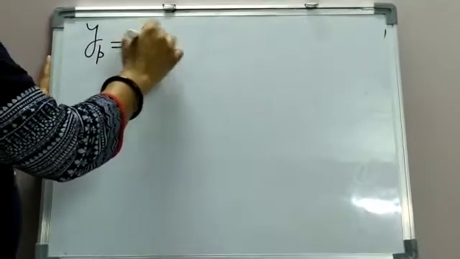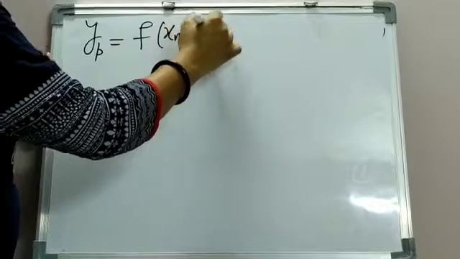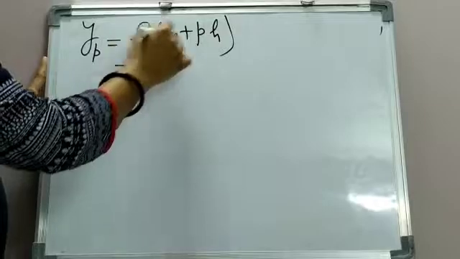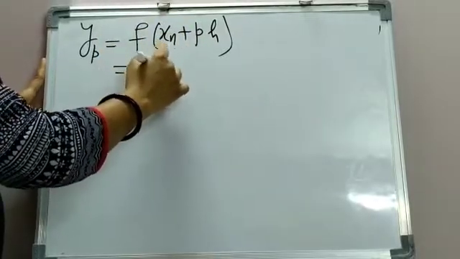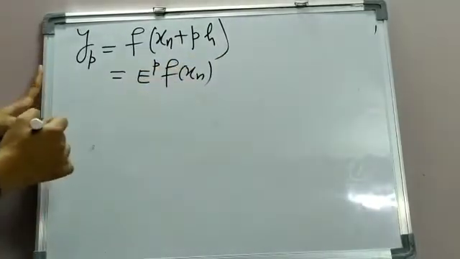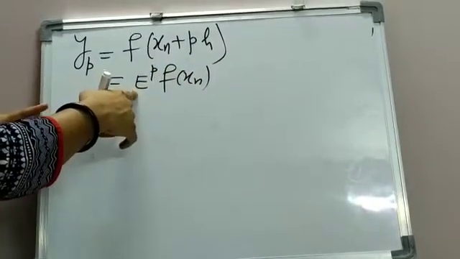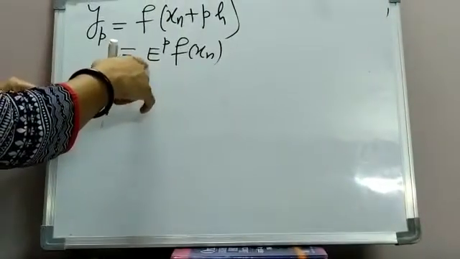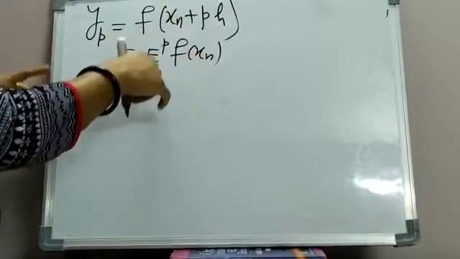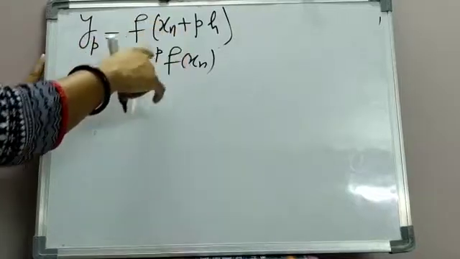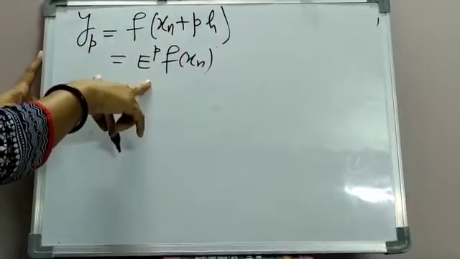Now let us name yp as f of, suppose we are taking, xn plus ph. Suppose we are taking something like this. So in terms of the shift operator, we can write this as E to the power p of f of xn, because we know E is the shift operator. When it is applied over f(x), we get f of x plus h. So here it has been applied, and the result can be written like this in terms of the shift operator.